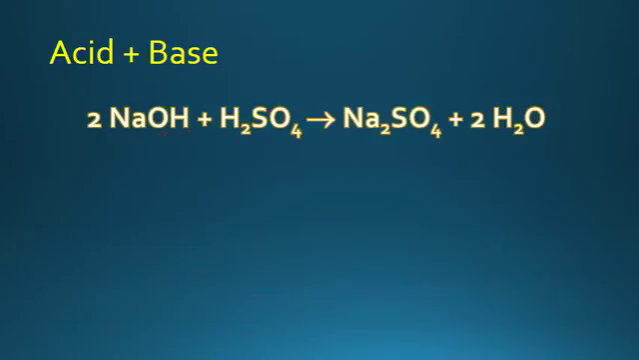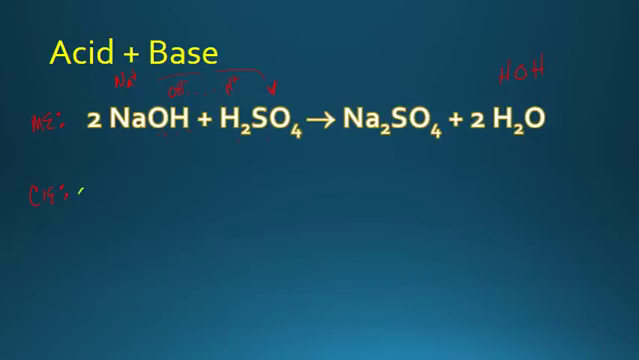Notice it double displaced. Sodium with a +1 charge hooked up then with sulfate, which gave us Na2SO4. Then hydrogen, which has a +1 charge, and hydroxide with a -1, well, that became water, which is HOH. And then the equation is balanced. That is your molecular equation. How would you write a complete ionic equation for this? Go ahead and pause the video and give it a try.